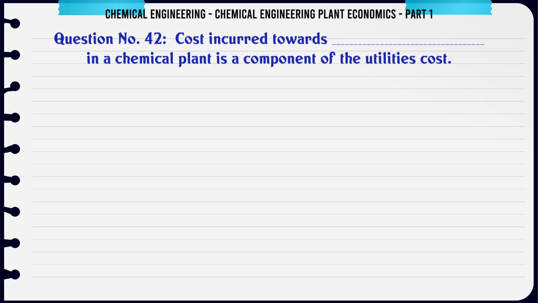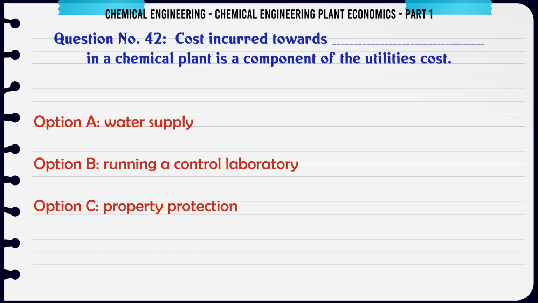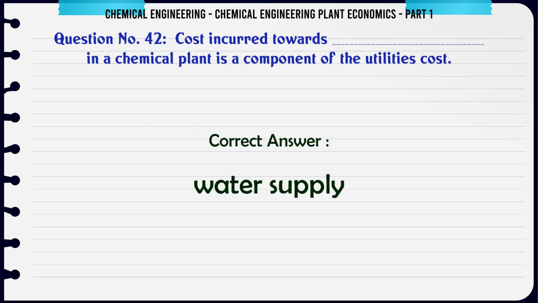Cost incurred towards dash in a chemical plant is a component of the utilities cost. A. Water supply. B. Running a control laboratory. C. Property protection. D. Medical services. The correct answer is water supply.